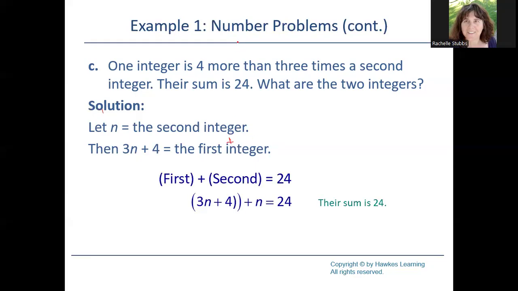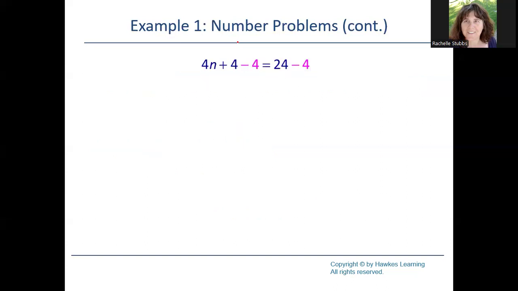So n plus 3n plus 4 equals 24, or 4n plus 4 equals 24. Subtract 4 from each side. 4n equals 20. Divide by 4 on each side, and n equals 5. So the first number is 5. What is the second one?